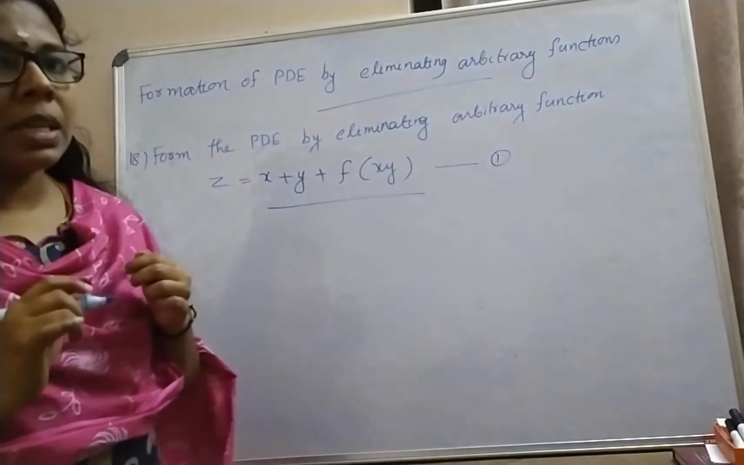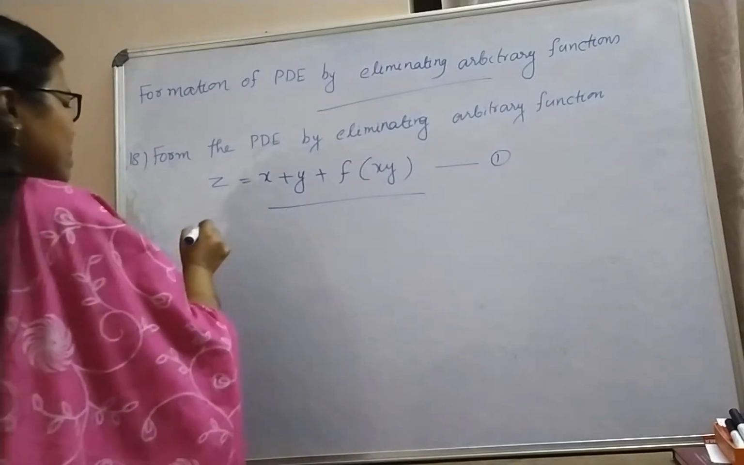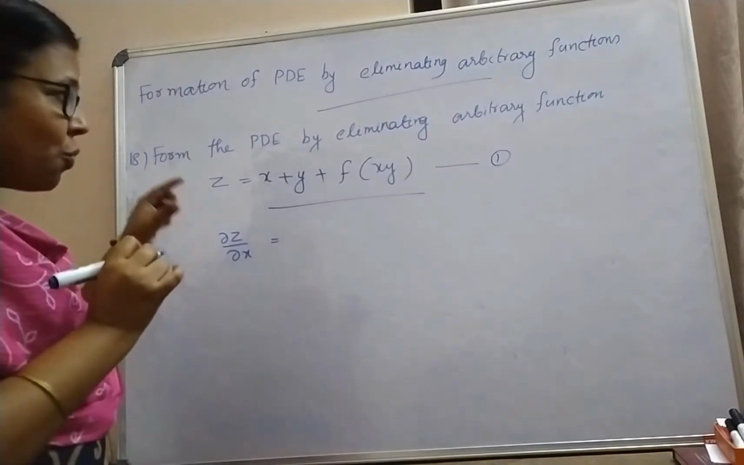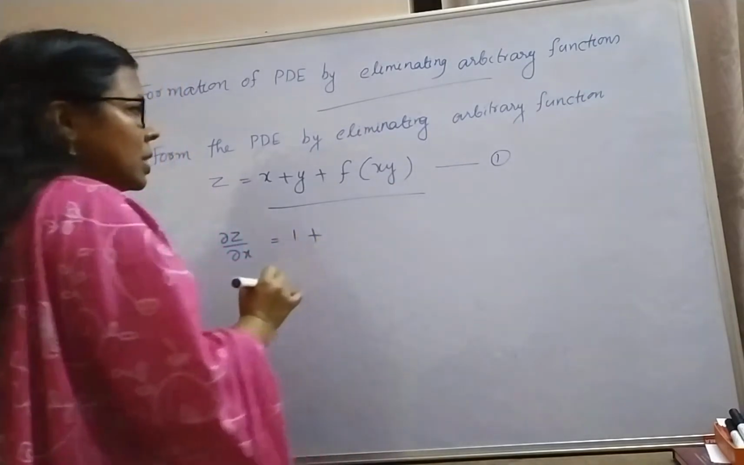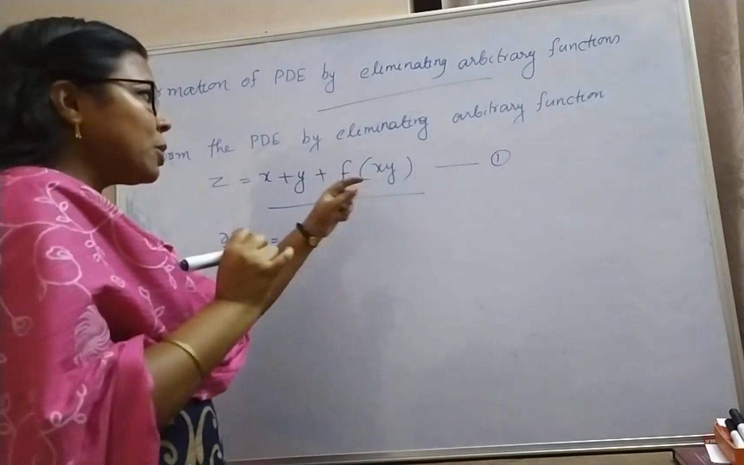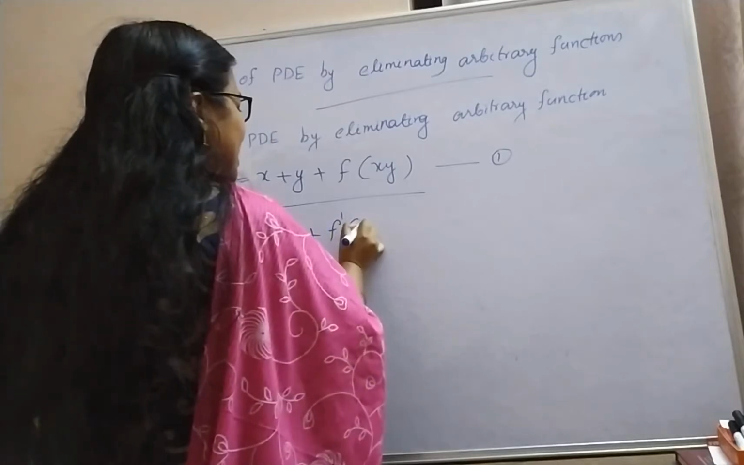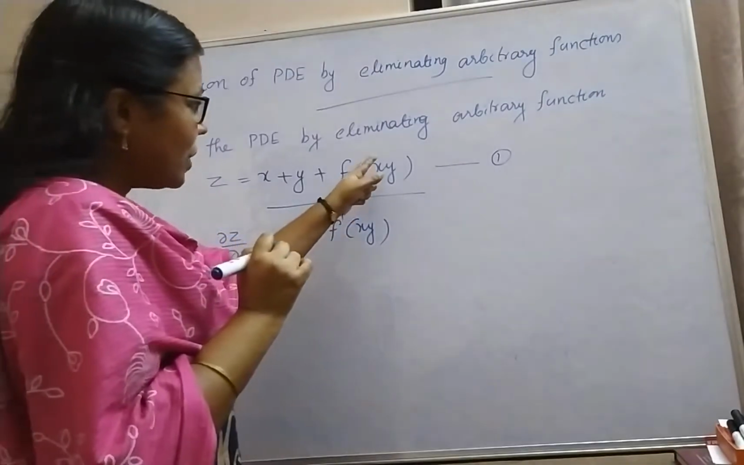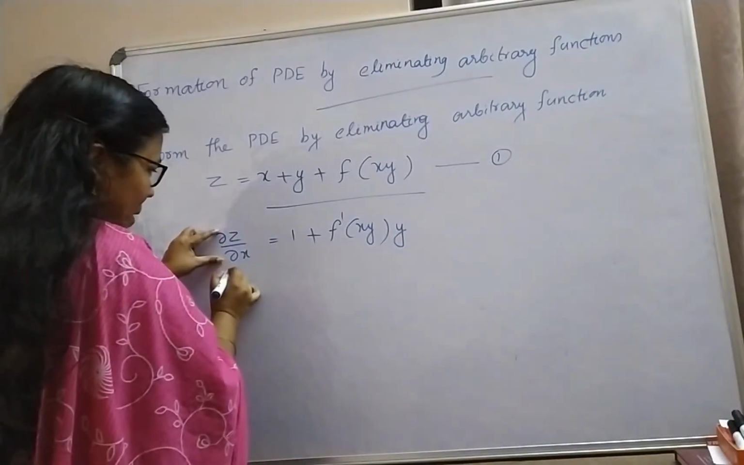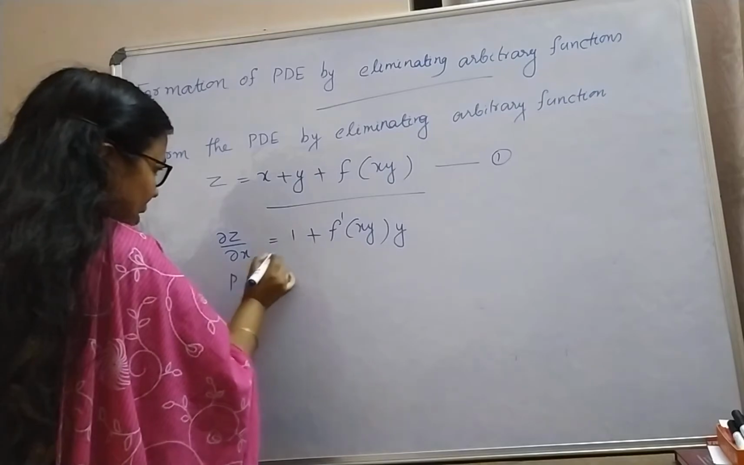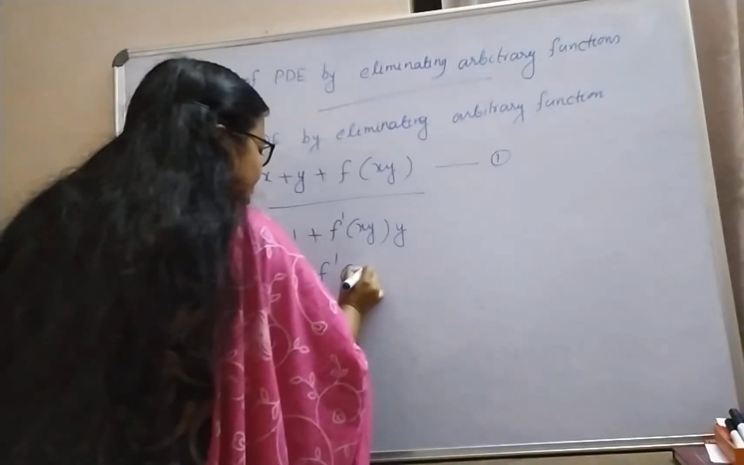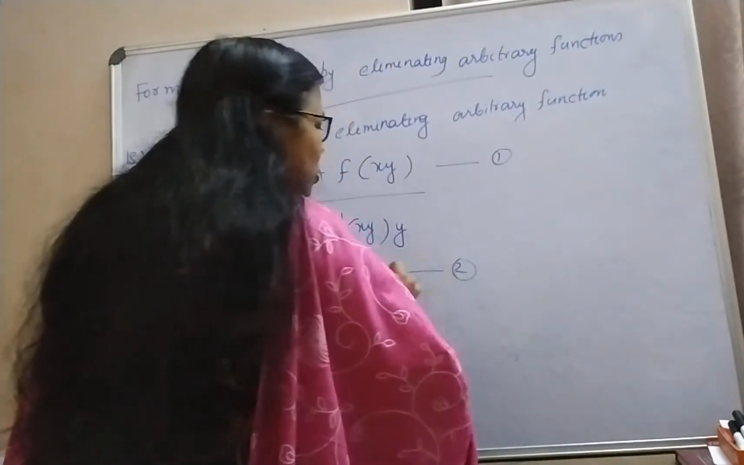First, partially differentiating equation number 1 with respect to x, we get dou z by dou x equal to partial derivative of x with respect to x is 1. Partial derivative of y with respect to x is 0. Partial derivative of f of xy with respect to x is f dash xy into partial derivative of xy with respect to x, which is y. That is, dou z by dou x is p, so p minus 1 equal to y f dash xy. Put it as equation number 2.